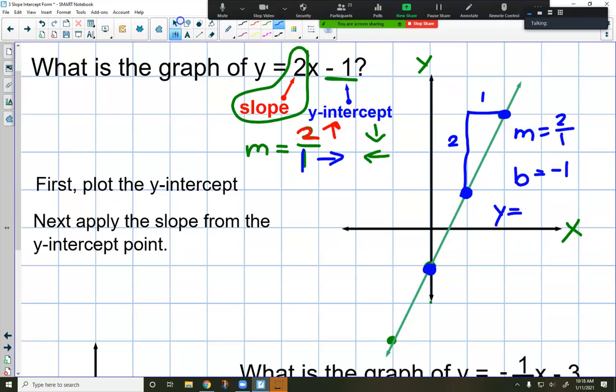So if it's y equals mx plus b, I know that it's y equals 2 over 1x. You can just write 2x, because 2 over 1 is the same thing as 2. And then minus 1. You can also write plus -1. But most of the time you'll see it written as -1. And there you go. We have just seen how to graph a line from an equation and how to check what the equation is from the graph line.